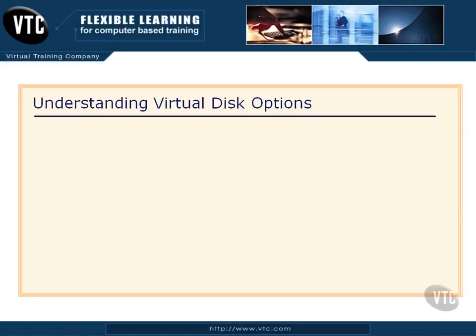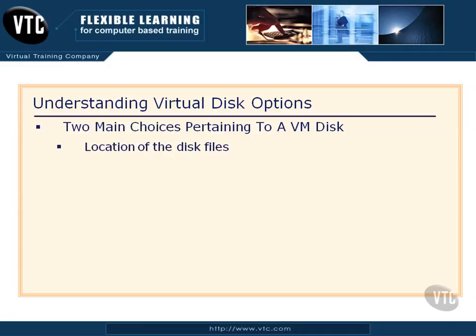Welcome to part one of understanding virtual disk options. Now there's a lot of things going on here, so I want to dedicate this two-part video to covering these things so that you can understand the implications of these choices that you make. So here in part one I want to talk about the first of the two main choices pertaining to a virtual machine's disk, and that is the location of the actual disk files for the virtual machine.